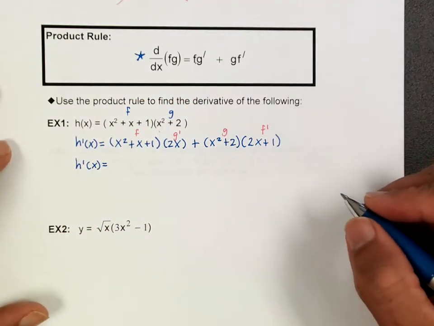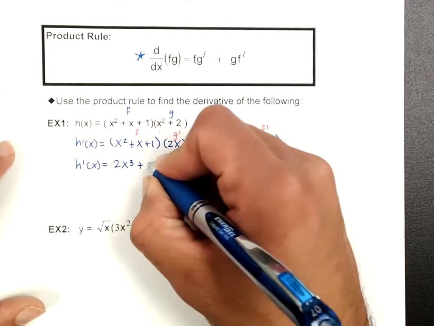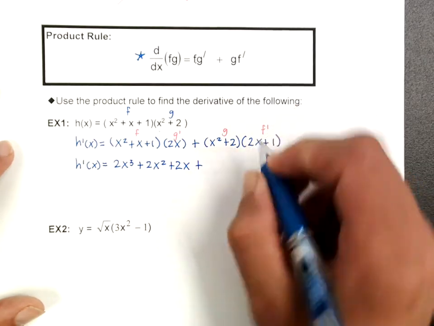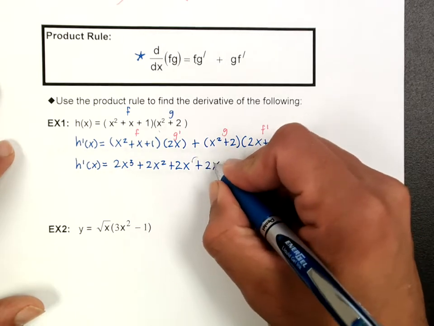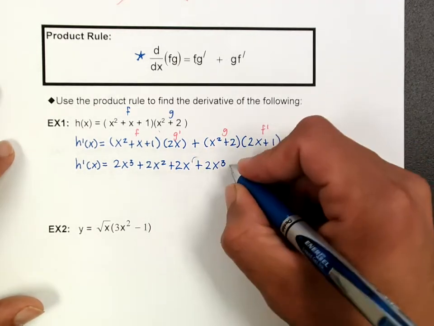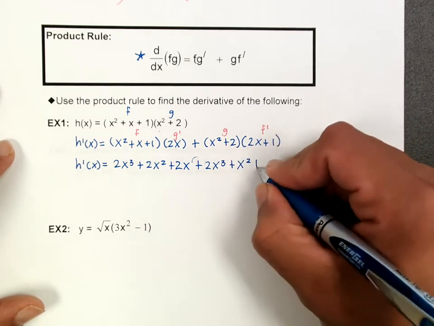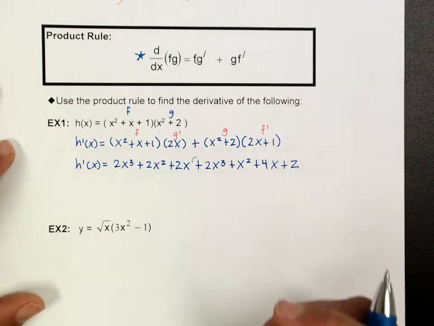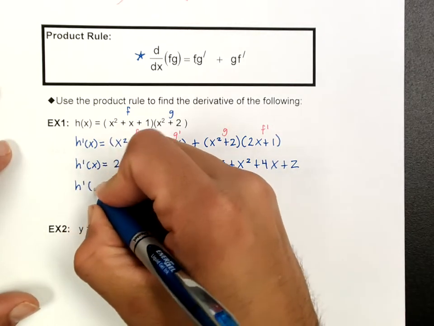All right, so I'm going to distribute that 2x, so I have 2x cubed plus 2x squared plus 2x plus, I'm going to FOIL this now, so I have x squared times 2x, that will give me 2x cubed. X squared times 1 gives me x squared. Then I have 2 times 2x will give me 4x, and then 2 times 1 will give me 2. All right, let me check, make sure we're doing this right. We're good. All right, so now I'm going to add the like terms.